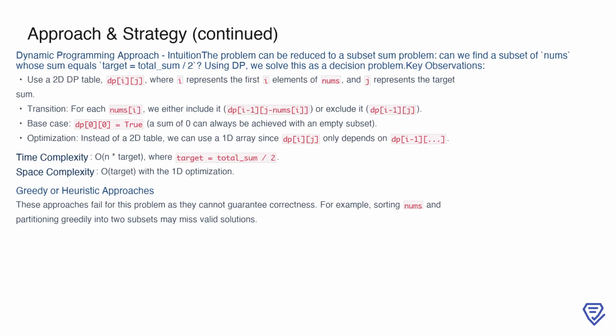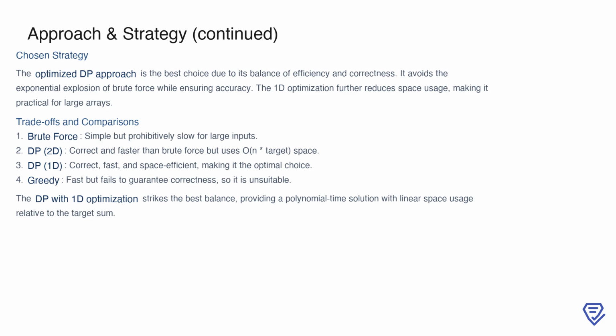It's also worth noting that greedy methods, such as sorting the array and partitioning subsets heuristically, fail to guarantee correctness and are therefore unsuitable for this problem. With these considerations in mind, the optimized dynamic programming approach with 1D space is the most effective strategy. It balances efficiency with correctness, avoiding the prohibitively slow nature of brute force while maintaining accuracy.